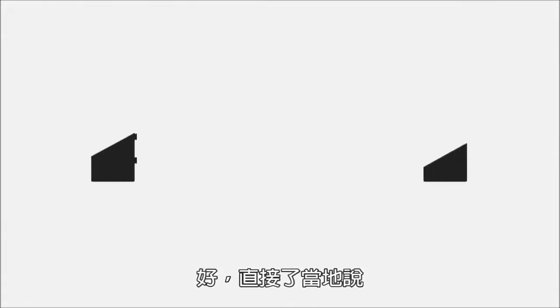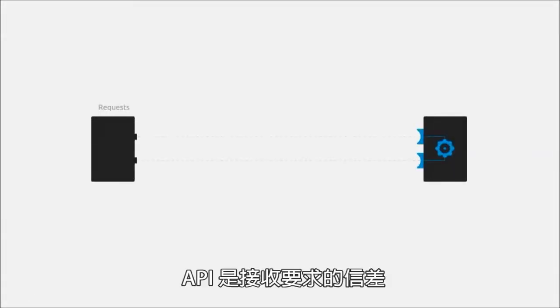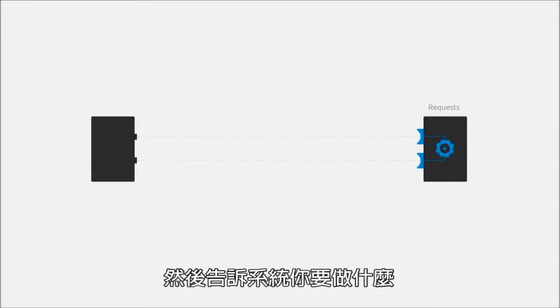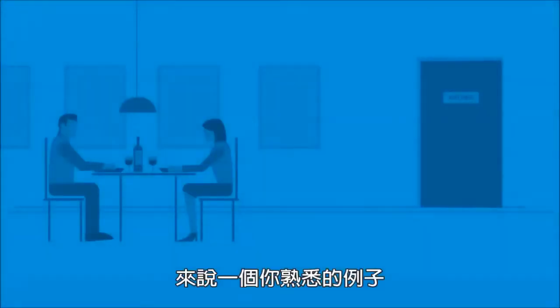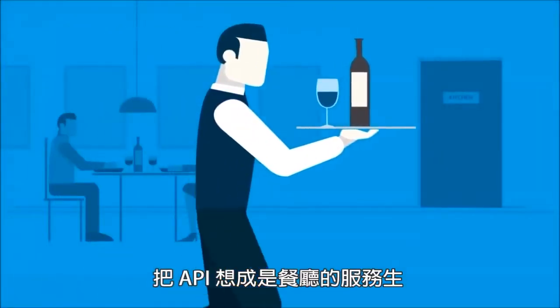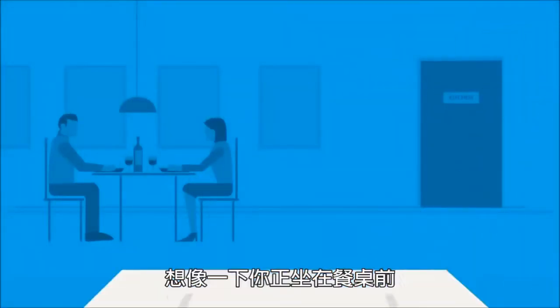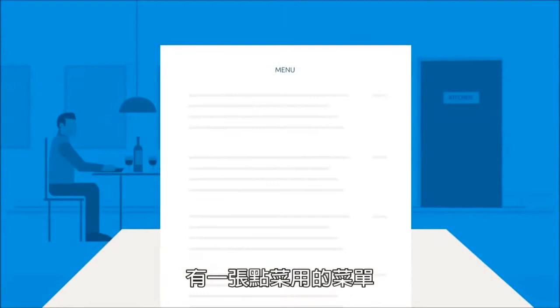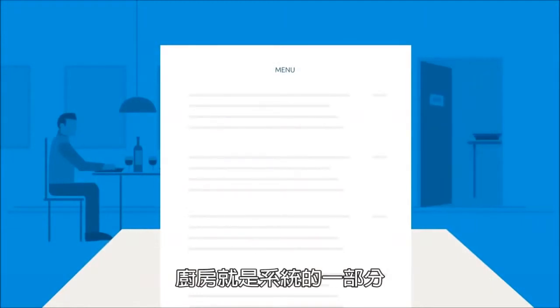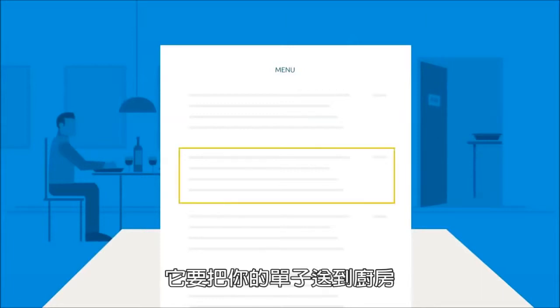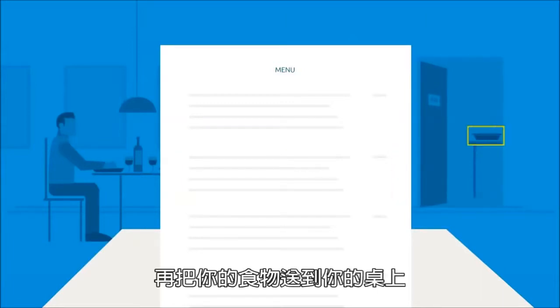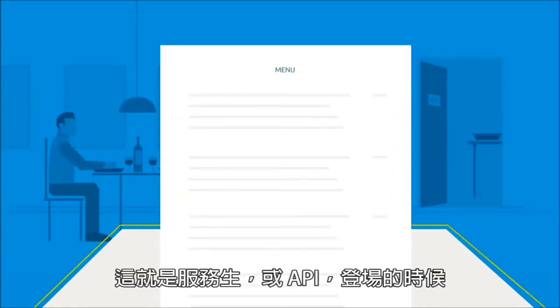Okay, to speak plainly, an API is the messenger that takes requests and tells a system what you want to do, and then returns the response back to you. To give you a familiar example, think of an API as a waiter in a restaurant. Imagine you're sitting at the table with a menu of choices to order from, and the kitchen is the part of the system which will prepare your order. What's missing is the critical link to communicate your order to the kitchen and deliver your food back to your table. That's where the waiter, or API, comes in.